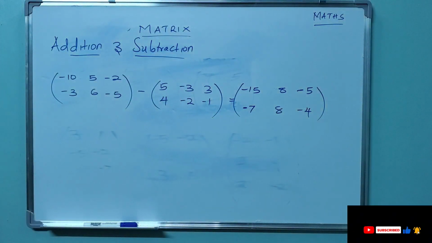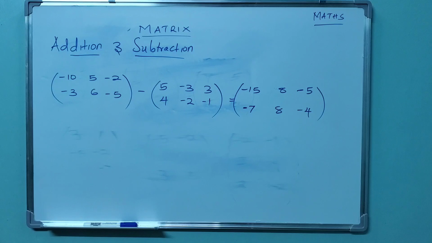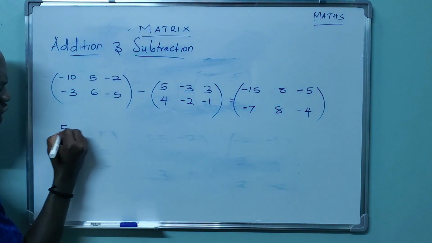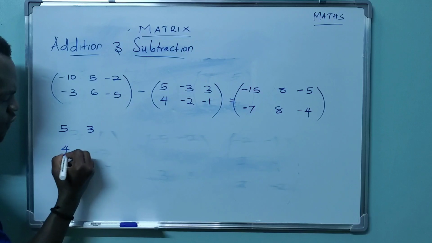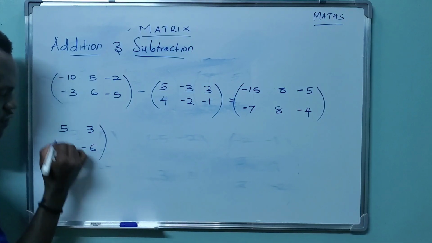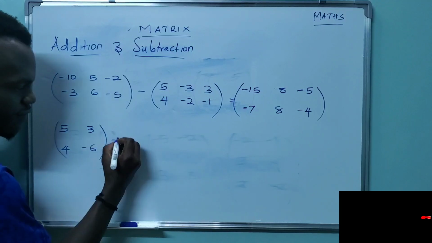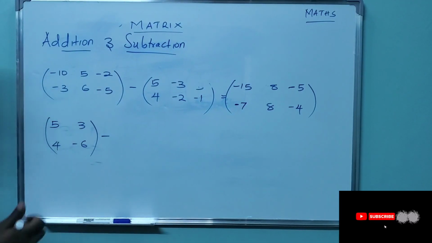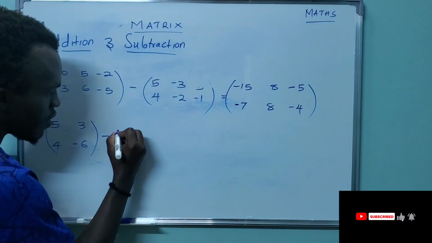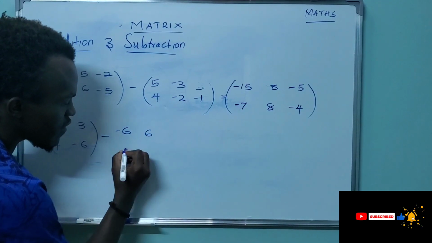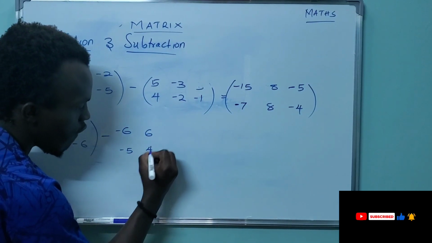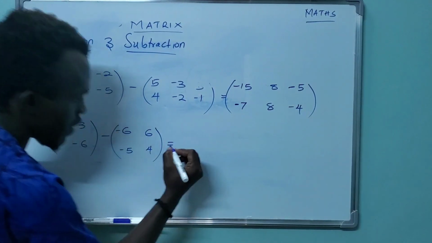And that is our answer. We've subtracted a 2 by 3 matrix. Let us try another one. Let's say, for instance, I have 5, 3, 4, negative 6, minus 6, negative 5, 4. Let us try that together.